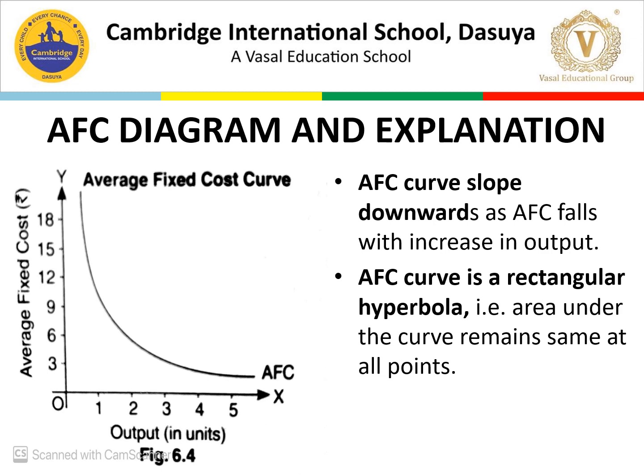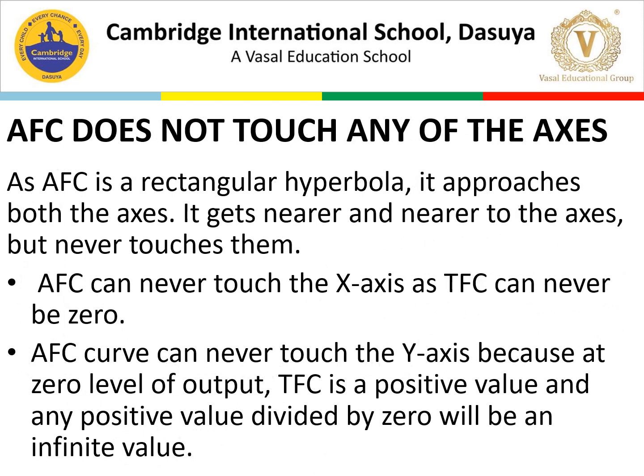Okay, so now the next thing is that AFC does not touch any of the axes. As AFC is a rectangular hyperbola, it approaches both the axes. It gets nearer and nearer to the axis but never touches them. So I told you it will touch neither the x-axis nor the y-axis, because AFC will never be zero, so it won't touch the x-axis. Since TFC is never zero, AFC will also never be zero, because we are deriving AFC from TFC.